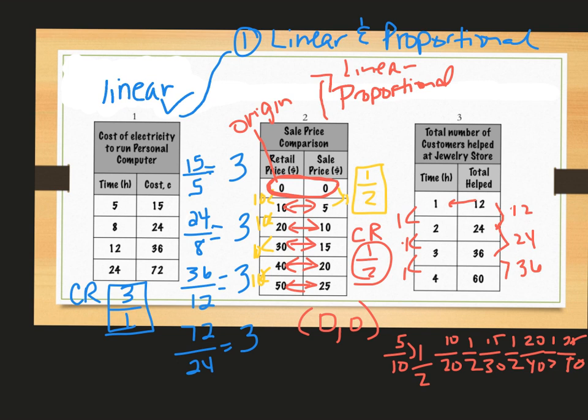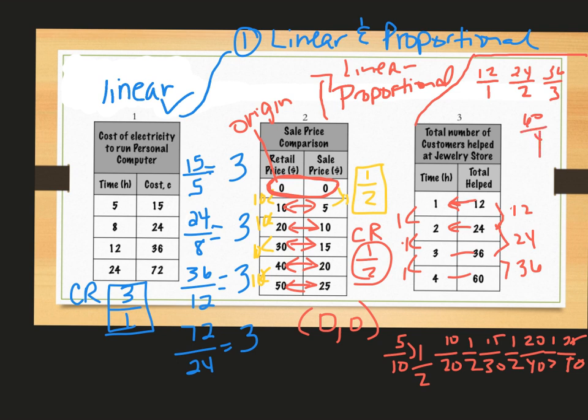Okay, let's take a look at this last one. All your x's are going up by ones. So 12 over 1, okay? Now let's do 24 over 2, and let's do 36 over 3, and let's do 60 over 4.